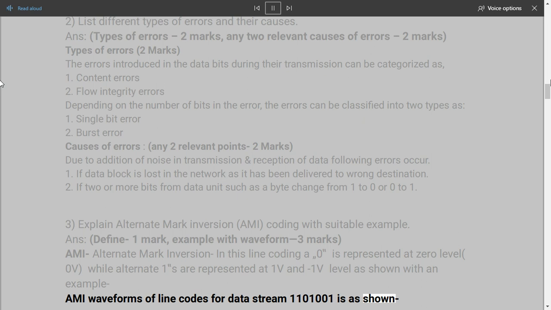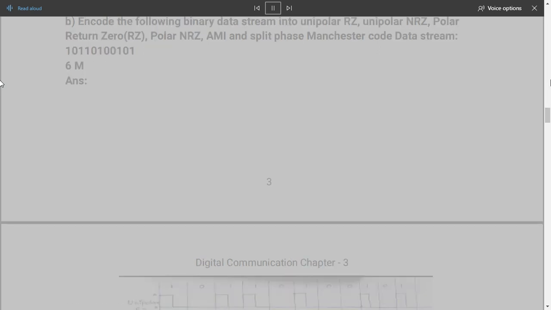B. Encode the following binary data stream into unipolar RZ, unipolar NRZ, polar RZ, polar NRZ, AMI and split phase Manchester code. Data stream 1011010 0101, 6 marks.